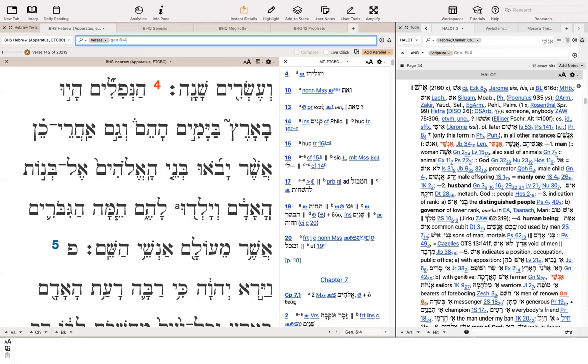Hello, everybody. This is Gilgamesh, and today we are looking at a great verse in Genesis chapter 6, verse 4. And it reads, Hanephalim heyu ba'aretz bayamim hahem, v'gam acharei chen asher yavo'u b'nei ha'elohim el b'not ha'adam, v'yaldu lahem hema hagiborim asher me'olam anshei hashem.